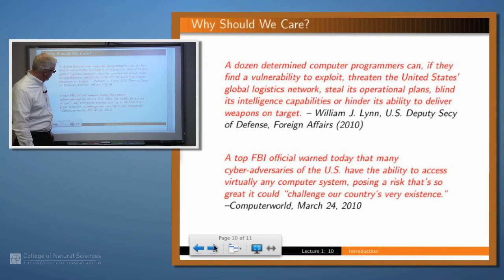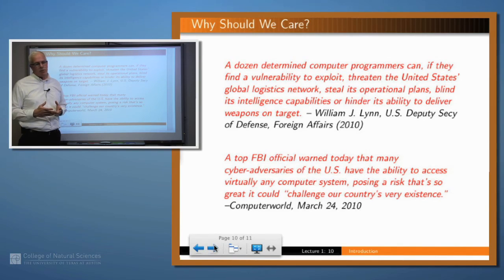A couple of quotes from well-placed people within the government. The one that I found particularly disturbing was the second quote, which basically says that cyber attacks on the United States are, as this guy says, a challenge to our country's very existence. I believe the title of the article was Cyber Threats, an Existential Threat to the United States. That's a disturbing prospect.